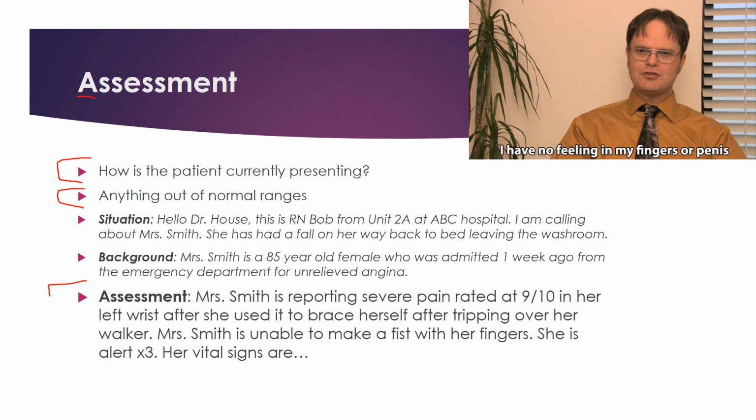So on to our example. Miss Smith is reporting severe pain rated at 9 out of 10 in her left wrist after she used it to brace herself after tripping over her walker. Miss Smith is unable to make a fist with her fingers. She is alert times three. Her vital signs are... Basically, you're just going to give them a very good assessment of what is specifically going on with this person's hand in this situation.